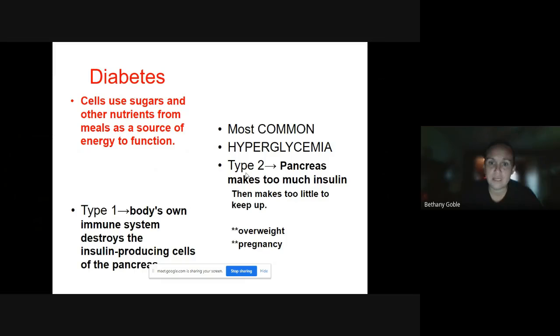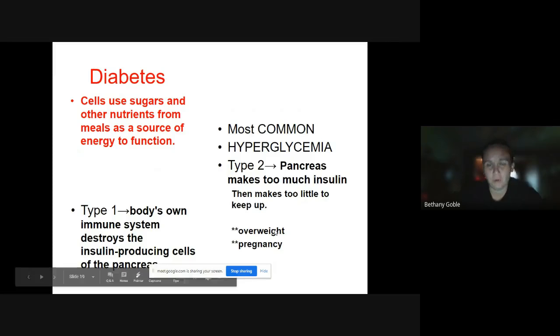Diabetes has 2 types, type 1 and type 2. The most common is type 2. Have you ever heard someone say hypoglycemic? Glycemia, glucose, any of that means sugar. Hyper means above, right? So the most common is type 2. It's where your pancreas might not make enough insulin, and it can't keep up.